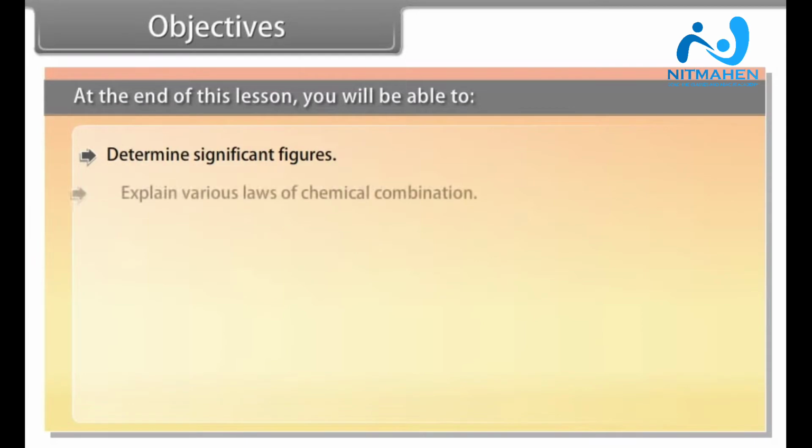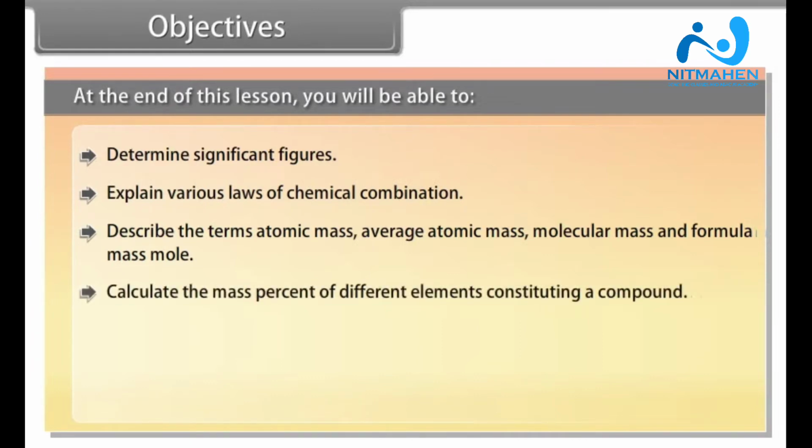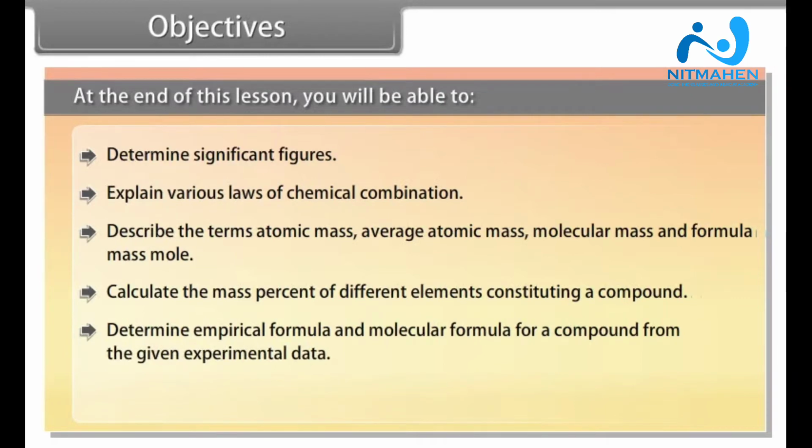At the end of this lesson, you'll be able to determine significant figures, explain various laws of chemical combination, describe the terms atomic mass, average atomic mass, molecular mass, and formula mass, mole. Calculate the mass percent of different elements constituting a compound. Determine empirical formula and molecular formula for a compound from the given experimental data. Perform the stoichiometric calculations.